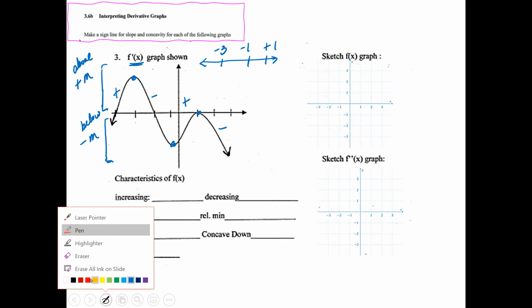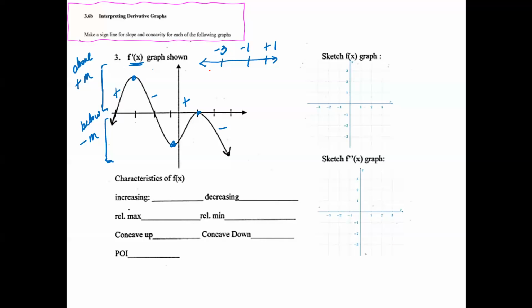This is going to tell you about concavity. To the left of -3, it's positive, so it's concave up. Between -3 and -1, it is negative, so it's concave down. Then between -1 and 1, it is positive, so it's concave up. And then after 1, it is negative, so it's concave down.